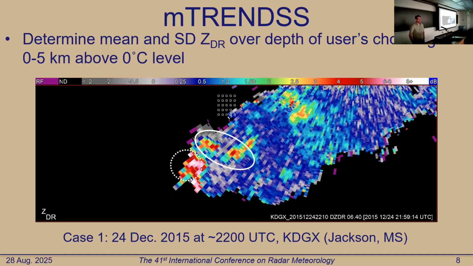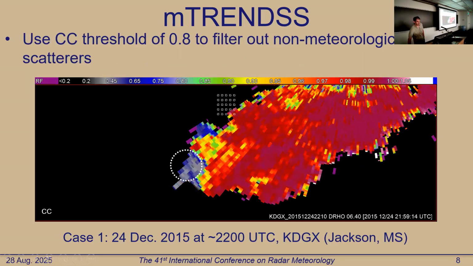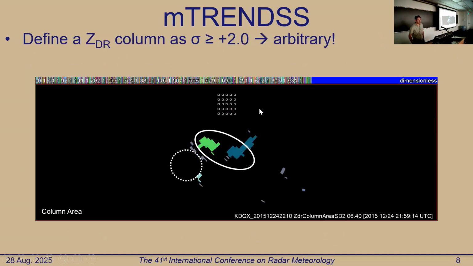So here's reflectivity. Here's ZDR. This is the ZDR column in the circle here. And this is an artifact. But the end result is that it spits out where the ZDR column is and not where the artifacts are, and automatically calculates the area.